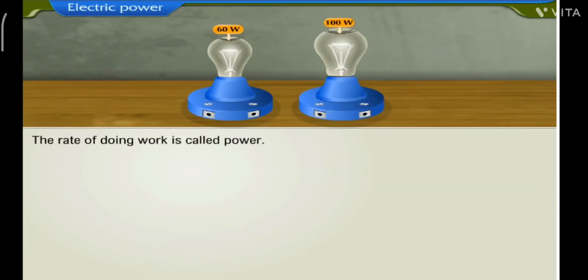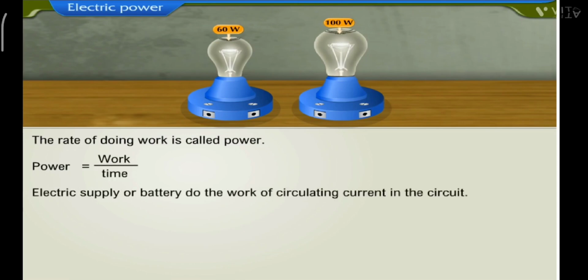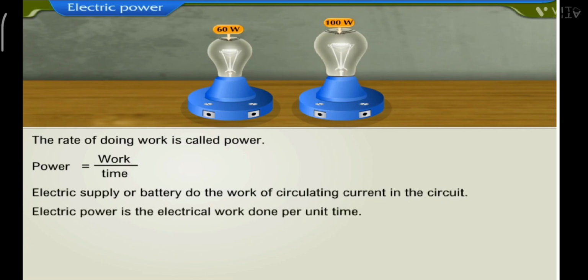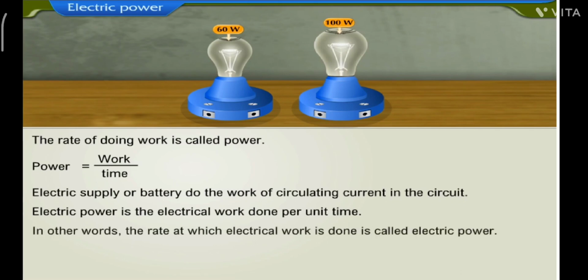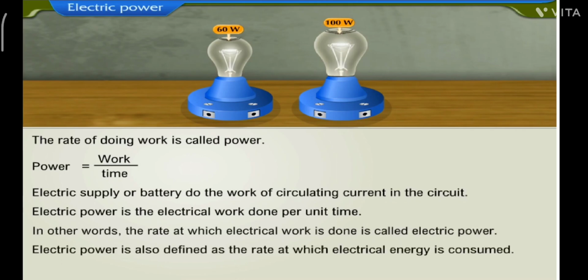We know the rate of doing work is called power. That is, power is equal to work divided by time. Electric supply or the battery does the work of circulating current in the circuit. Similarly, electric power is the electrical work done per unit time. In other words, the rate at which electrical work is done is called electric power. Electric power is also defined as the rate at which electrical energy is consumed.